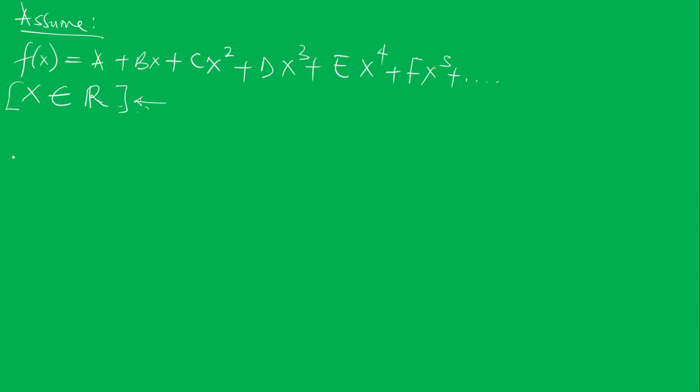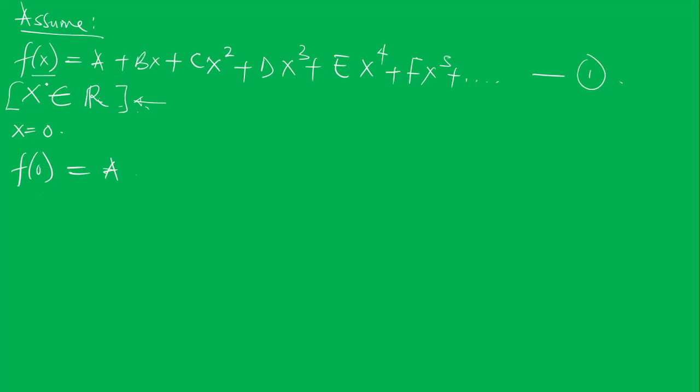Now, substituting x equal to 0 into equation 1, you have f of 0 equal to a, because the whole of this from bx down to the end will be 0. So we now have our a.